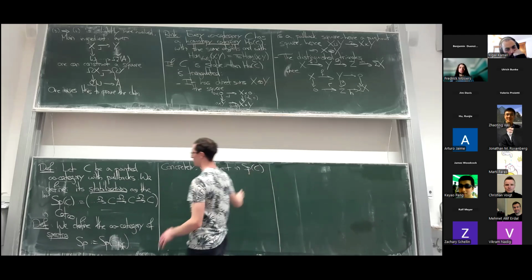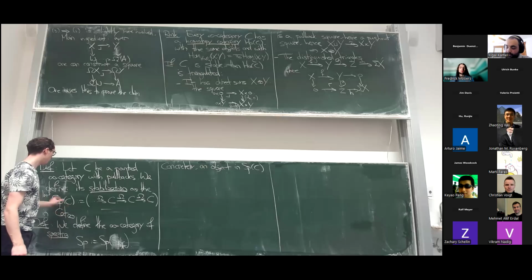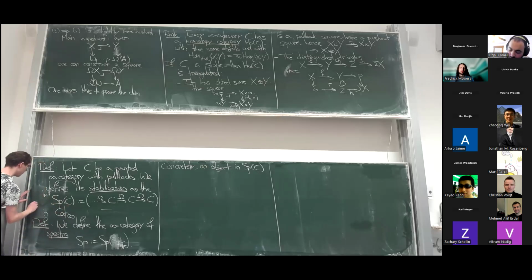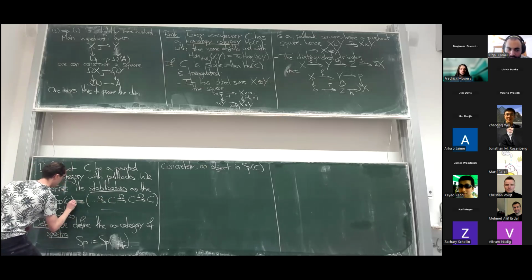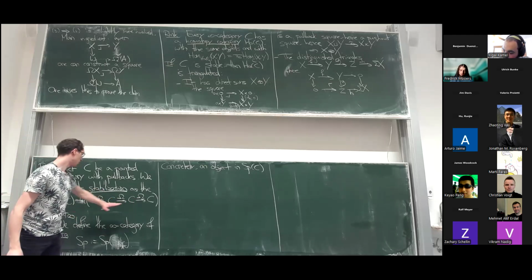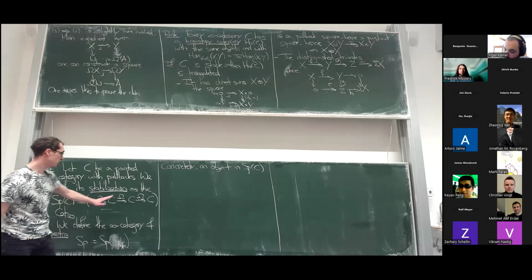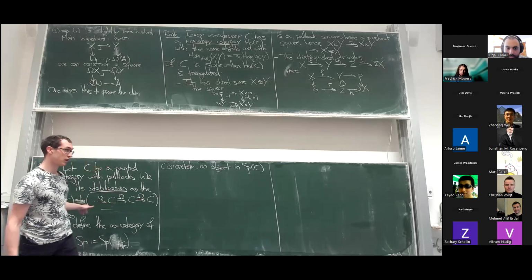What does it mean to be an object in the stabilization of C? Well, an object is just a functor out of the point into this. And this is a limit. Oh wait, I forgot to write limit here. Sorry. This is a limit. So to define a functor into it, we have to provide a functor into each of these categories and make sure that they are compatible.